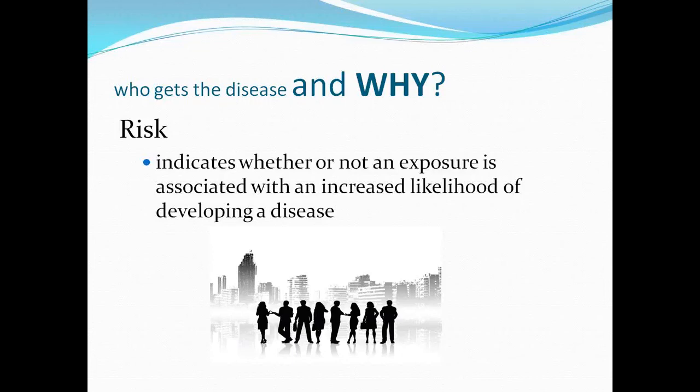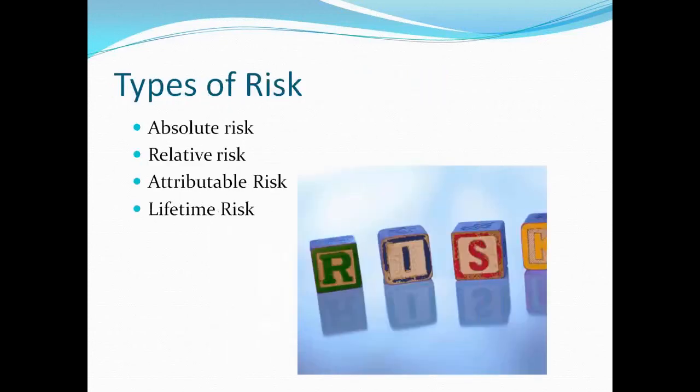Other risk factors can be environmental or genetic, and some examples are smoking, radiation, human papillomavirus, BRCA2. Those are just some risk factors that have been discovered that increase the chance of developing a disease. And you might hear about different types of risk. It can be measured in different ways. A few common types of risks are absolute risk, relative risk, attributable risk, and lifetime risk.